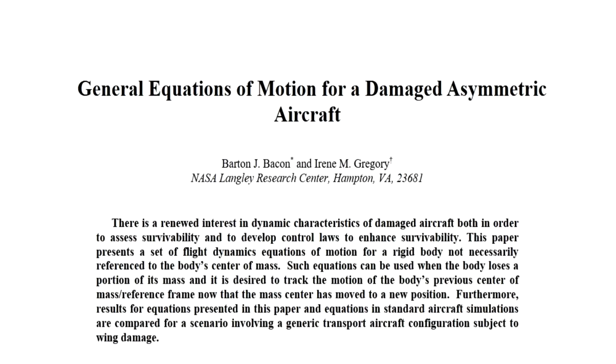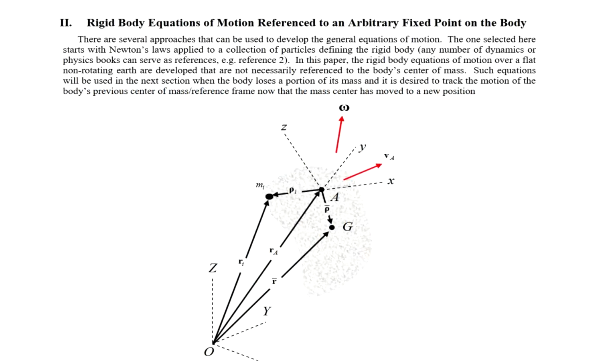19. In 2007, NASA published a report titled General Equations of Motion for a Damaged Asymmetric Aircraft, which detailed how a pilot could survive threats from missiles, mid-air collisions, aging aircraft, and undetermined life cycles. On page 2, they declare, in this paper, the rigid body equations of motion over a flat, non-rotating Earth are developed. The rest of the paper is a series of complex equations and calculations designed for landing damaged aircrafts that should be incorrect and useless without assuming a round and rotating Earth.